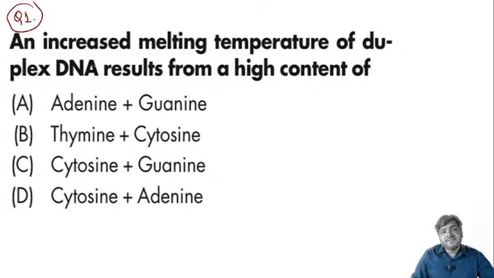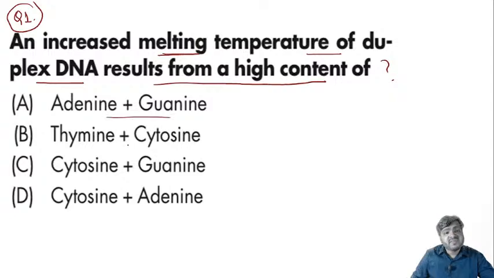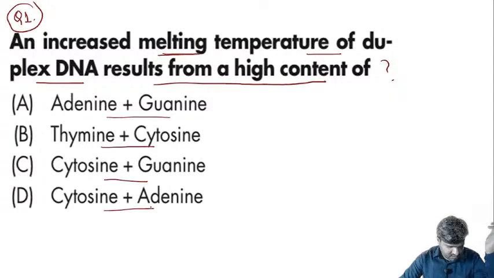Now guys, the very first question says that an increased melting temperature of duplex DNA results from a high content of adenine plus guanine, thymine plus cytosine, or cytosine plus guanine. Mohammad Amjad says C. Okay, what about the rest, guys?